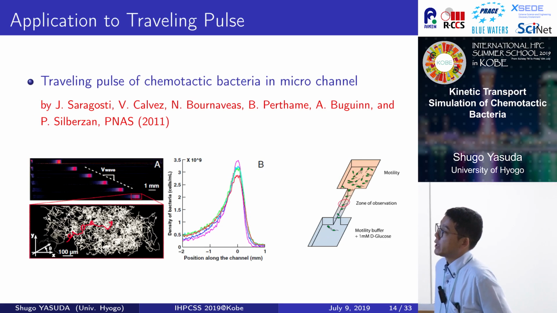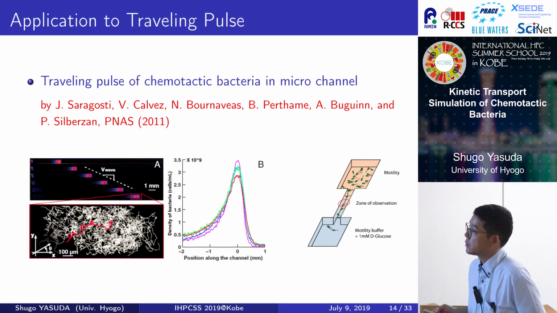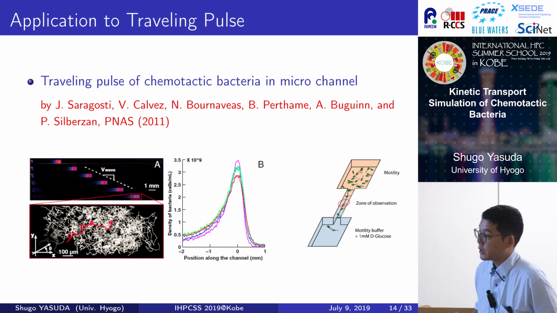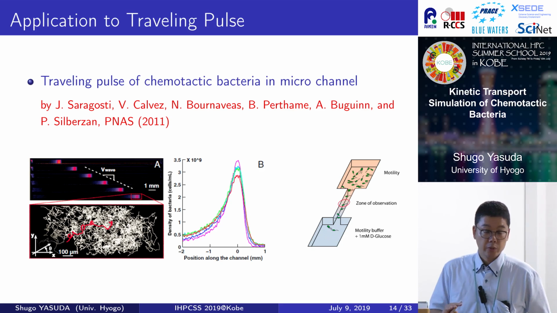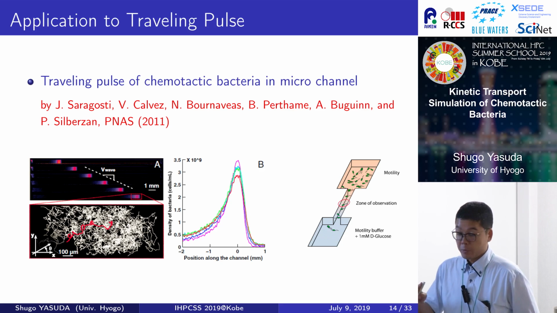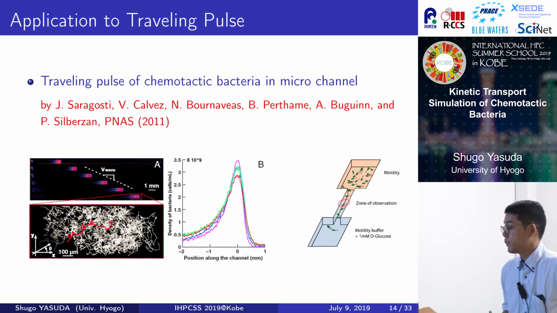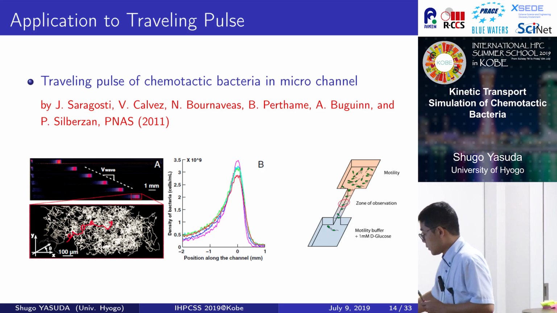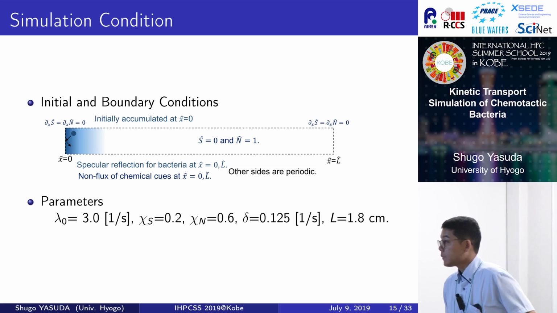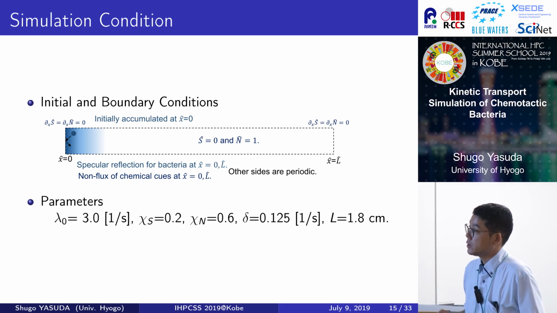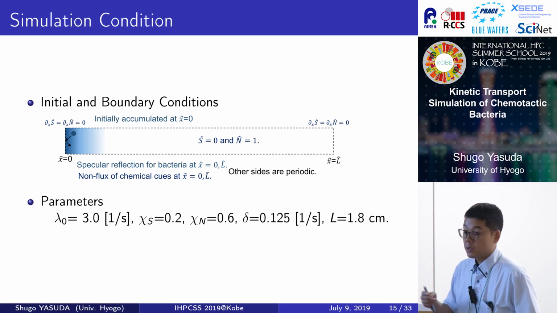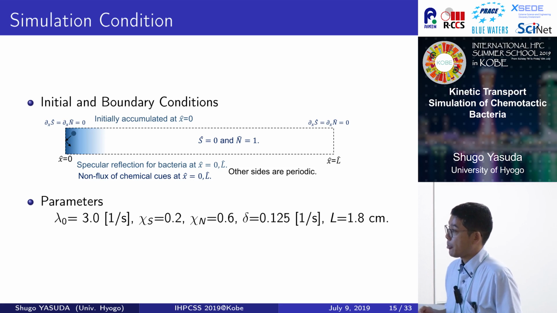And first, I applied my Monte Carlo simulation to this traveling pulse problem. In these experimental papers, they investigate the individual motion of bacteria, and they collect the data of tumbling frequency and the probability of changing directions. So we can use these data in the simulation. We choose these parameters from the data reported in that paper. And this is the geometry of the simulation.